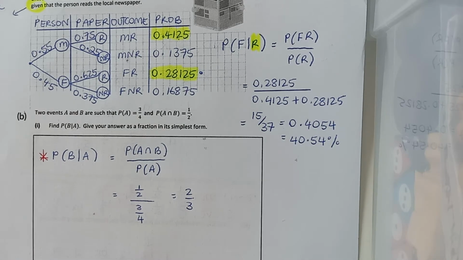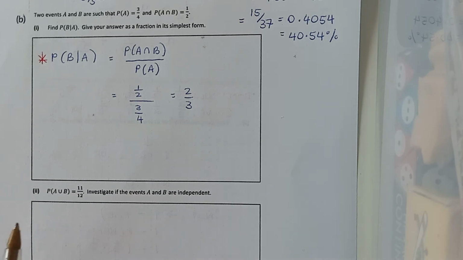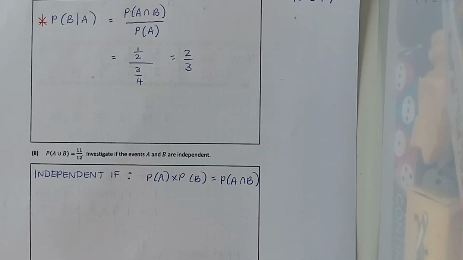On to part 2, they give us a little bit more information. The probability of A union B equals 11 over 12, and they ask us to investigate if the events A and B are independent. So again, there's a formula that we need to use for this. The rule is that it'll be independent if the probability of A times the probability of B equals the probability of A intersection B. Something to watch out for here.